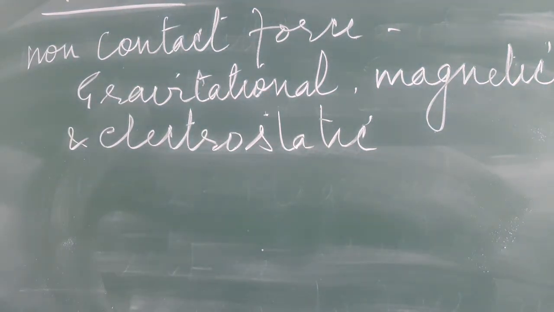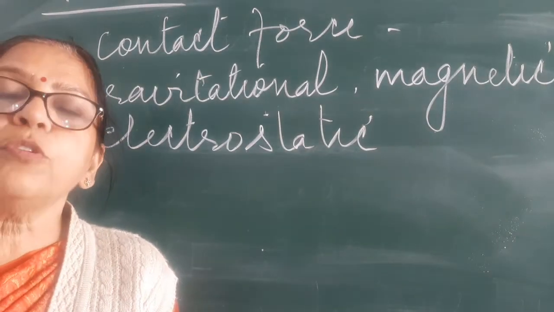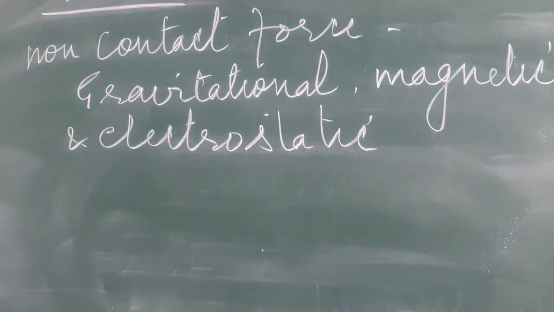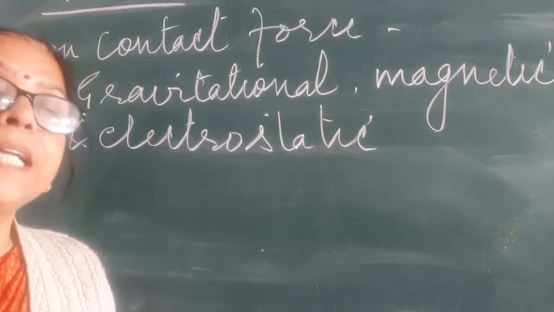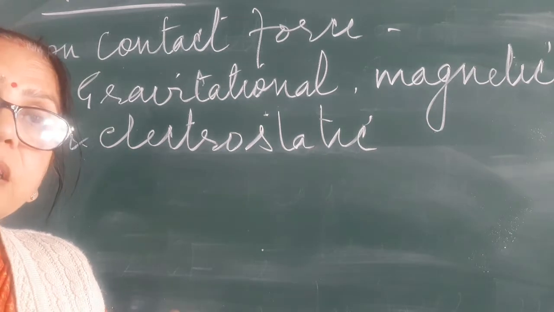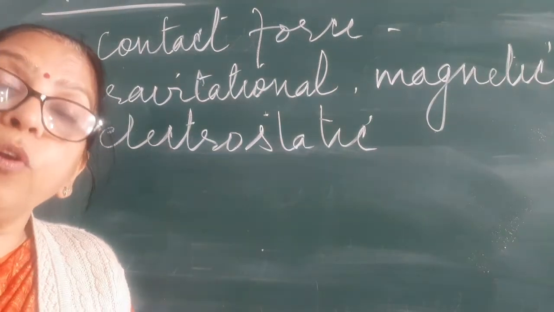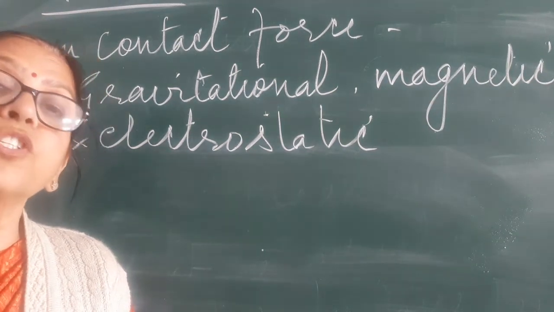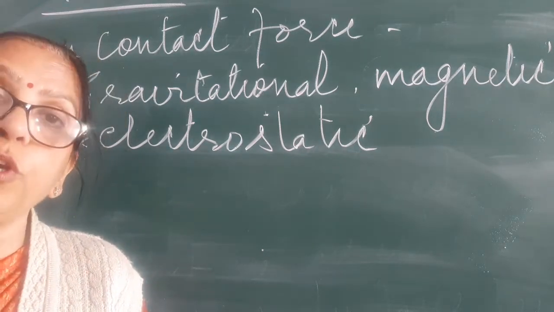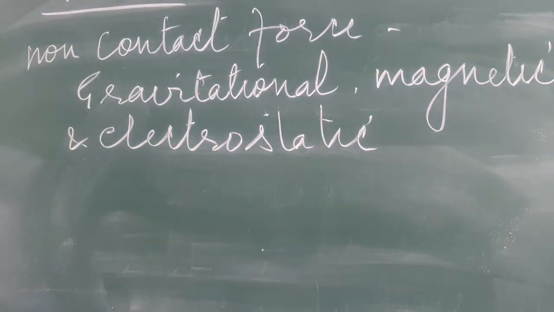Now children, what is gravitational force? Gravity is present in the earth. Earth pulls everything towards itself due to gravity. Now children, what is weight? Weight is the measure of earth's gravitational pull on the object. Whatever force is applied by the earth on the object to pull it towards itself, that is the weight of the object.